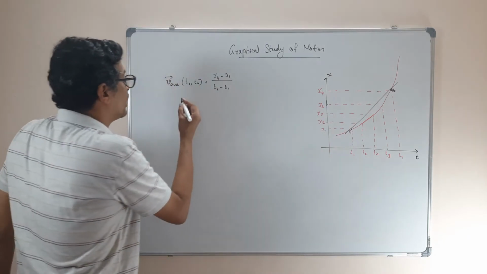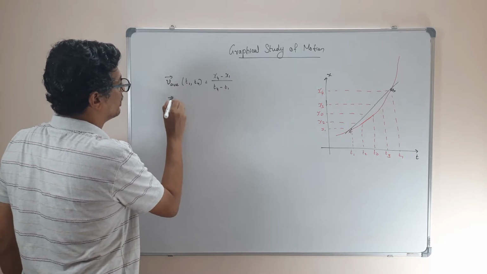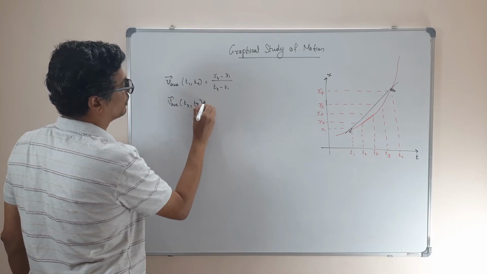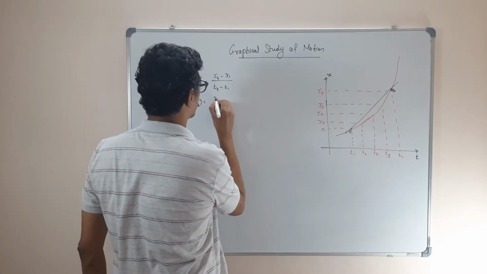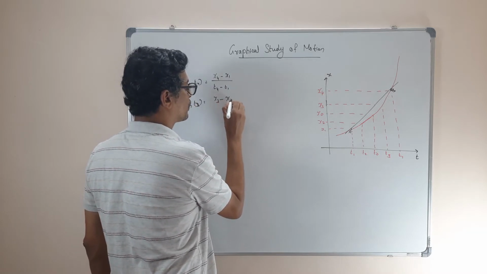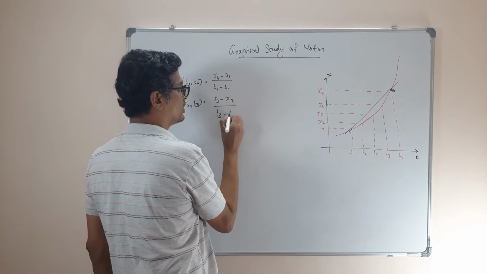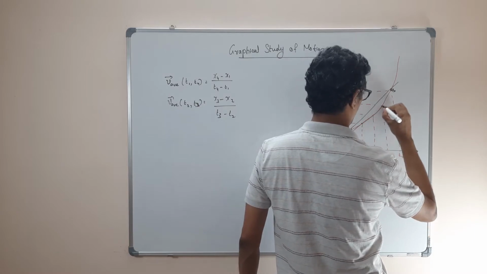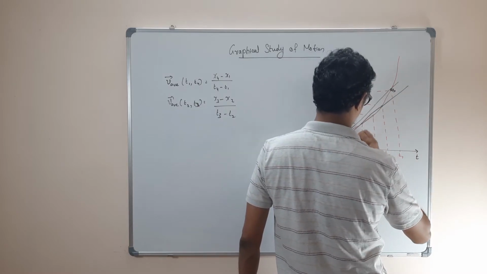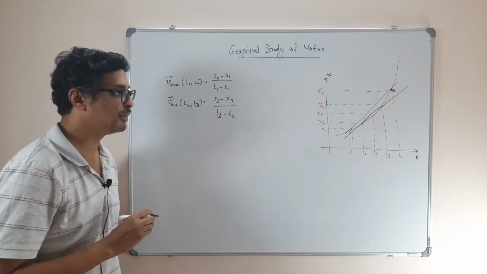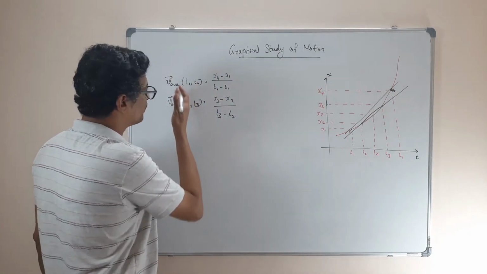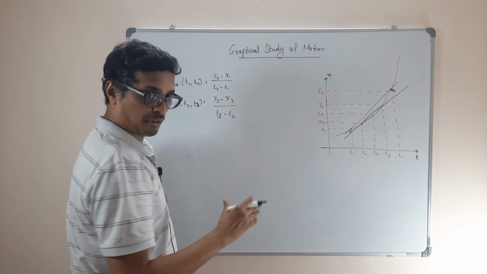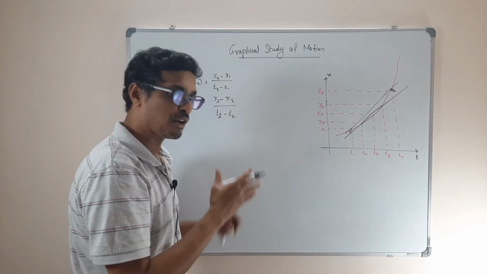Similarly, can you tell me what is V average between T2 and T3? X3 minus X2. Correct. X3 minus X2 divided by T3 minus T2. So that will be another straight line joining these 2 points. Do you expect the 2 straight line slopes will be the same? No, not necessarily, because it will be different. So this average velocity is going to differ for different time intervals, because it's a non-uniform motion. Earlier it was the same because it was uniform motion.